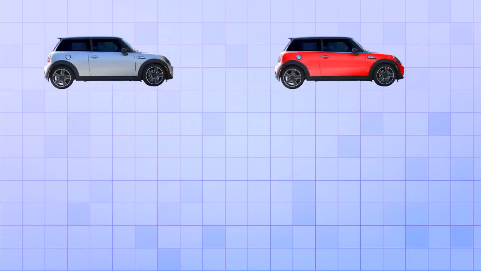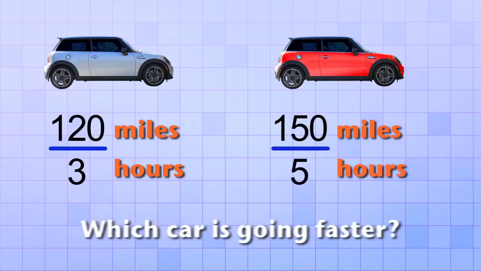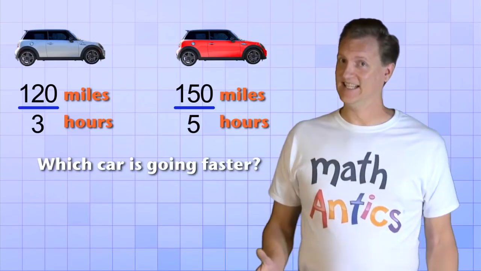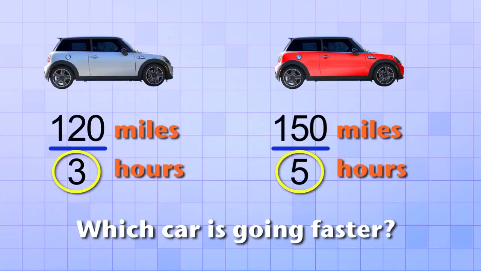For example, imagine two cars driving at two different rates. The first car's rate is 120 miles per 3 hours, and the second car's rate is 150 miles per 5 hours. Which car is going faster? Well, it's not all that easy to tell when the rates have different bottom numbers.